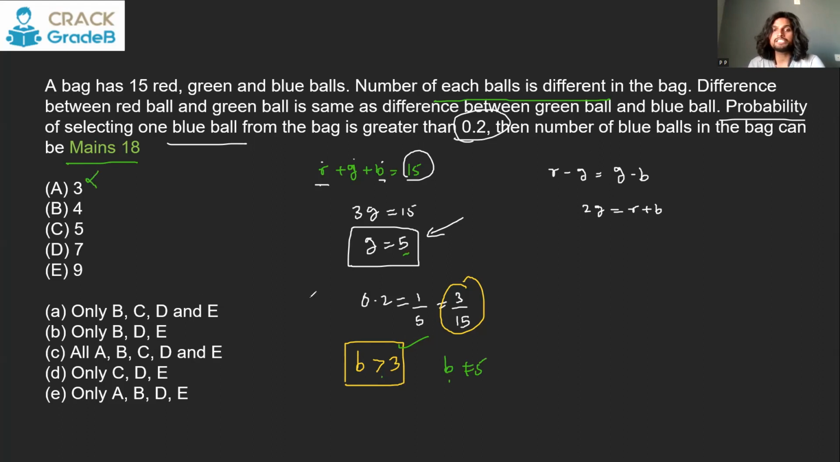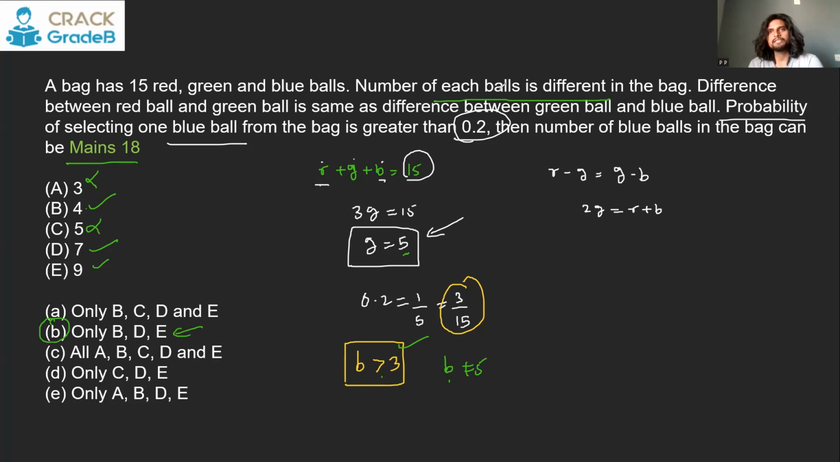It cannot be 3, as we just said. It has to be greater than 3. Can it be 4? Yes. Can it be 5? No. Can it be 7? Yes. Can it be 9? Yes. So the possible numbers for blue balls are 4, 7 and 9. That is B, D and E. Option number B will be the answer.